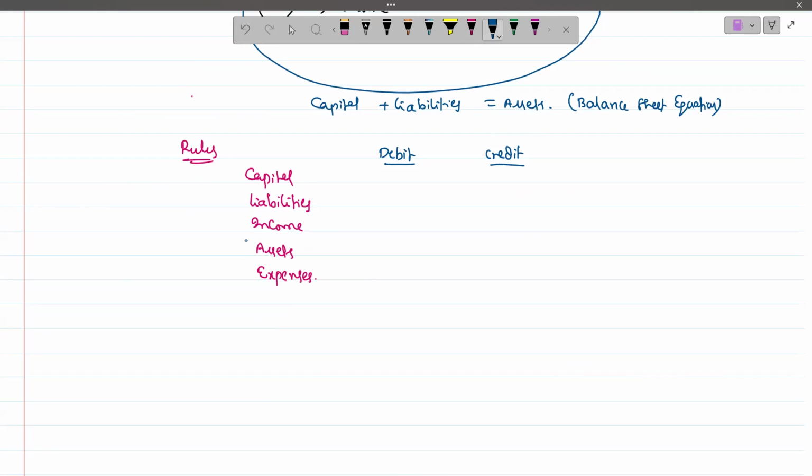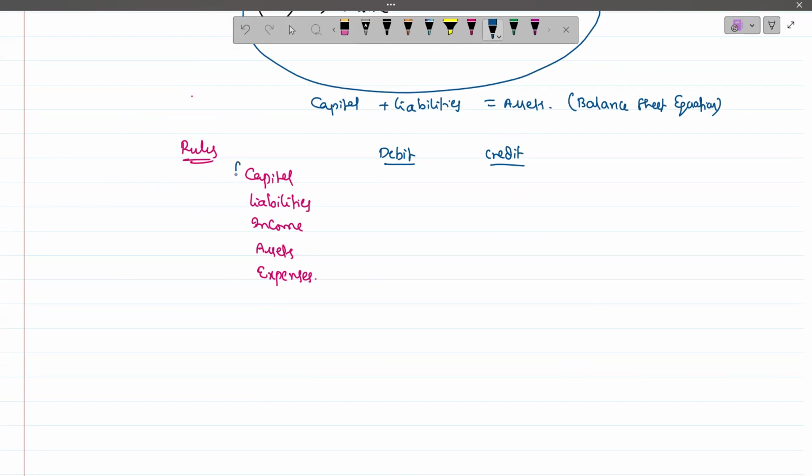What is the meaning of the debit? Amount owed from the third party is called debit. That amount owed from the third party may be in terms of cash, or in terms of service, or in terms of asset. What we are going to receive in the future, that will be debited. What we are going to pay in the future, that will be credited.